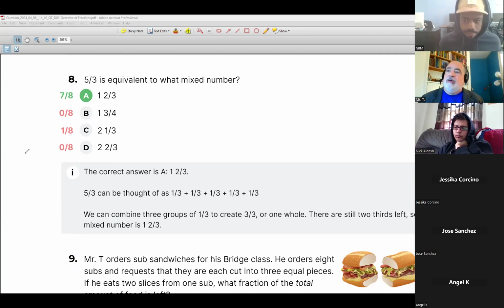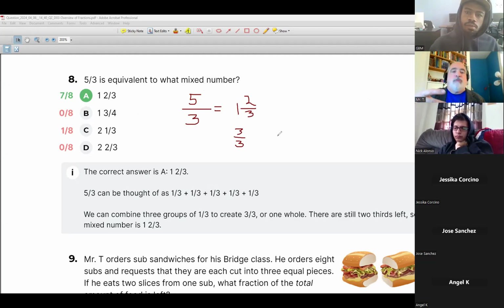Okay. Now, this one, it's the opposite. We're taking an improper fraction and we're trying to change it to a mixed number. So you ask yourself, how many times does 3 go into 5? 3 times 2 is 6, so it doesn't go in twice. It only goes in once. That would be 3/3, right? And then we have 2/3 left over. So it's 1 2/3. The 1 is equal to 3/3. Yeah, I see where I made my mistake now. So we have 2 more thirds left over. Okay. Questions on this one?